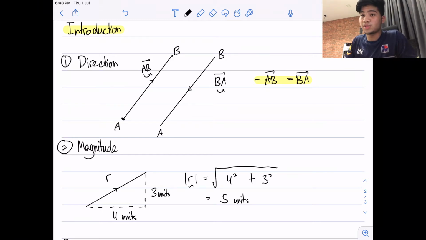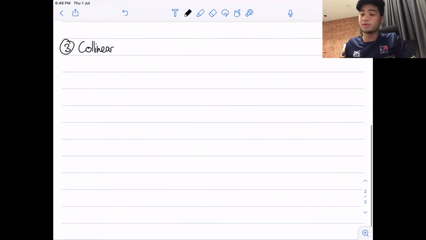We're usually going to use this a lot because sometimes you might be given, let's say, the magnitude of A, and then you're given the magnitude of B, but then they ask you to find the magnitude of C. So it's basically simple triangle laws like that. And the last thing we're going to be looking at is collinear.